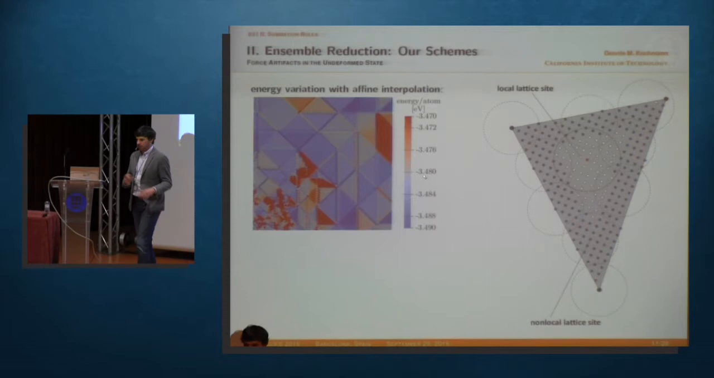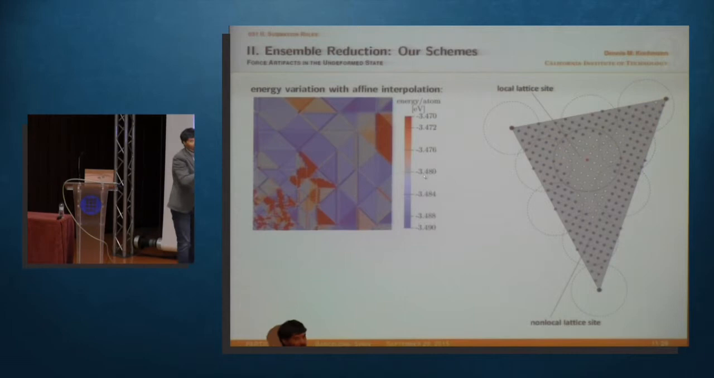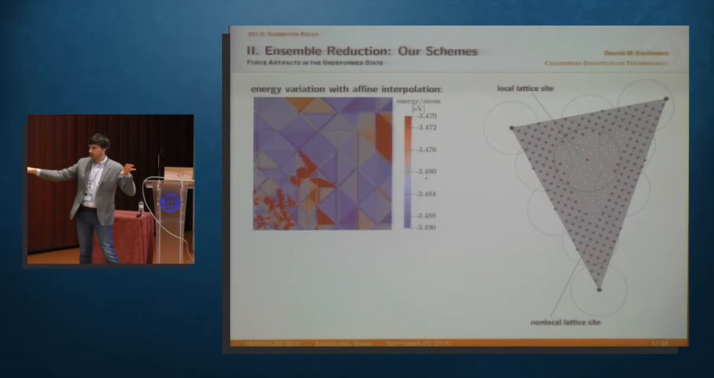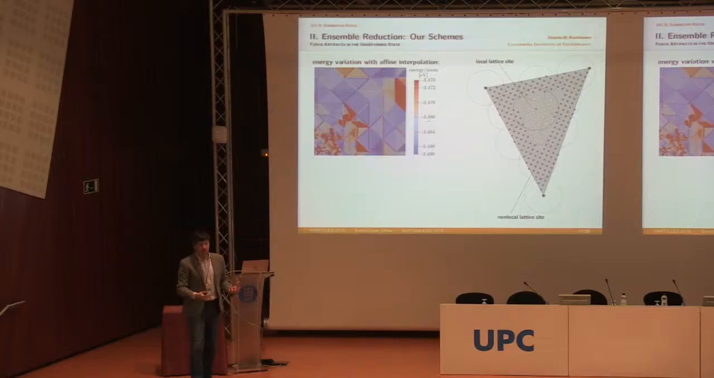As we go towards the boundary and the nodes, of course, the energy changes, because now my particles are reaching into adjacent elements. The adjacent elements have a different strain state, so the energy changes. And you can see this nicely in simulations.